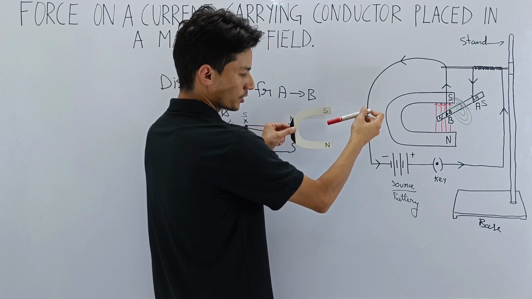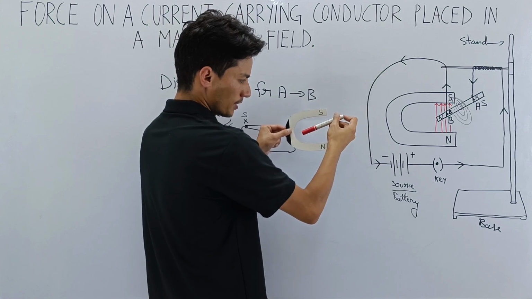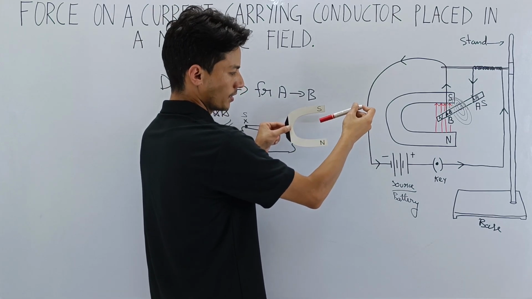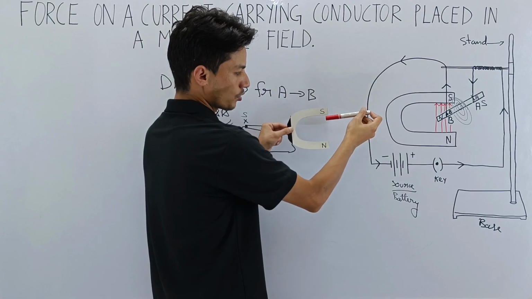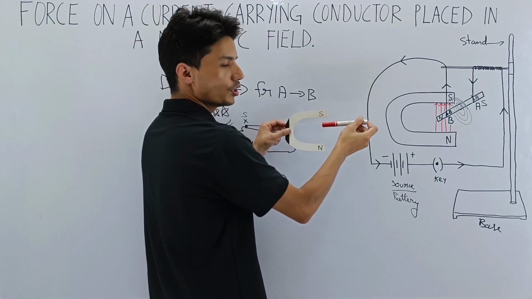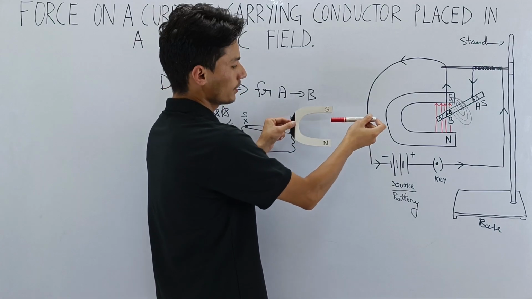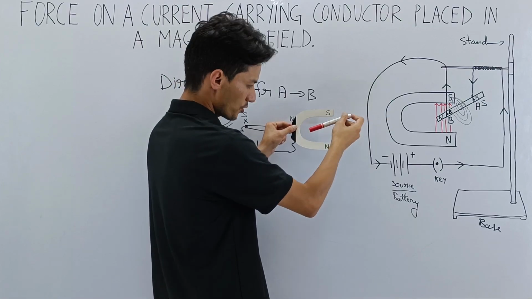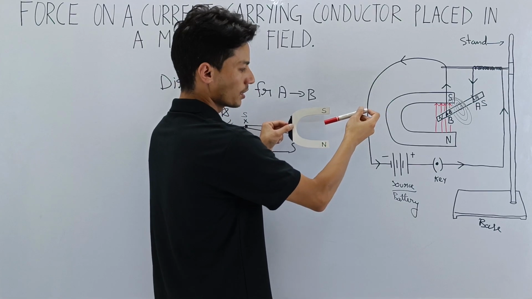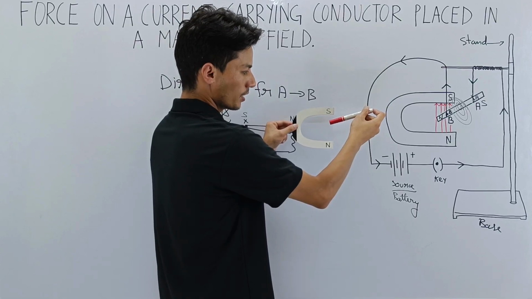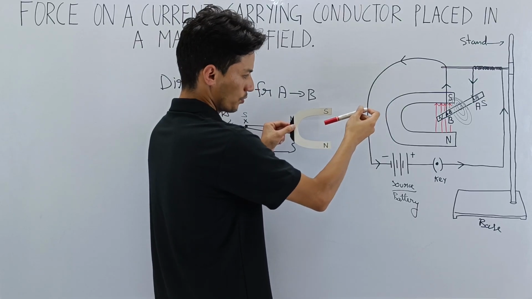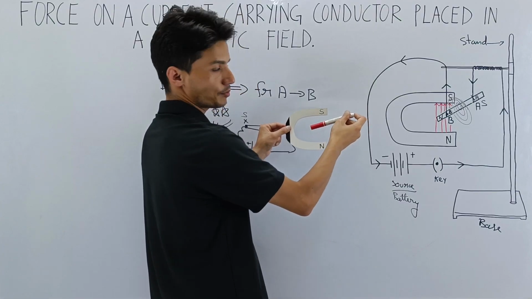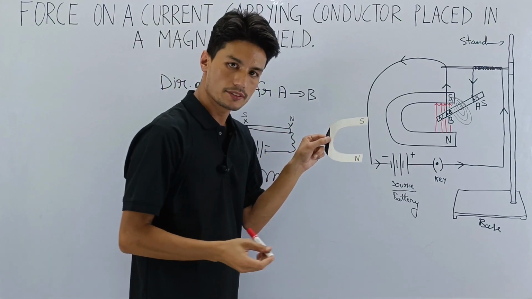So this current carrying conductor will move towards the left. That's what is mentioned in your textbook also. I repeat, because this is south pole and this is north pole, two opposite poles, the interaction is a force of attraction. So the south pole attracts the north pole. So the current carrying conductor will move towards the left, which is what has been mentioned in your textbook. I hope it's clear.